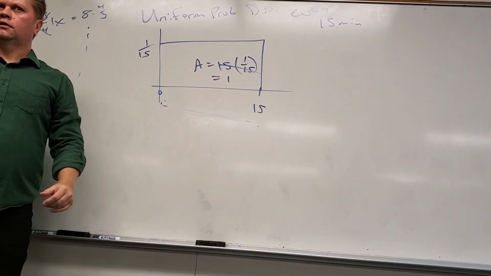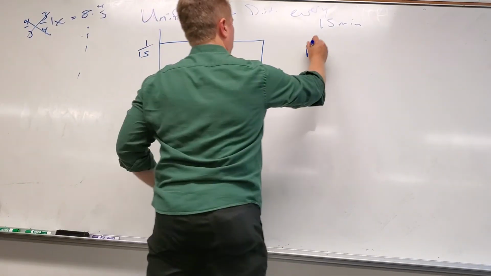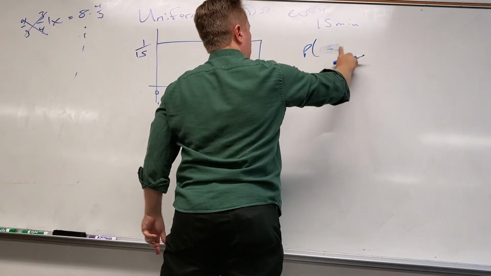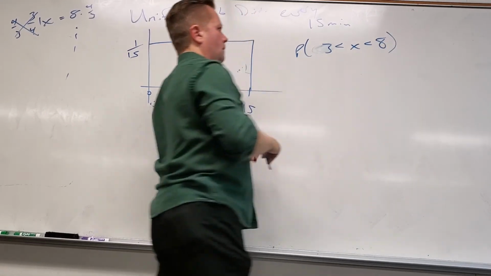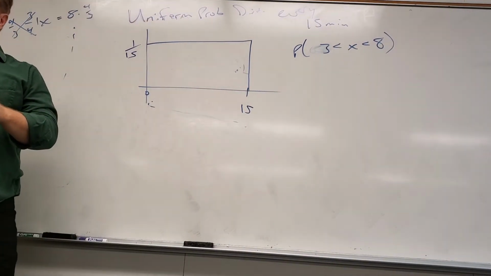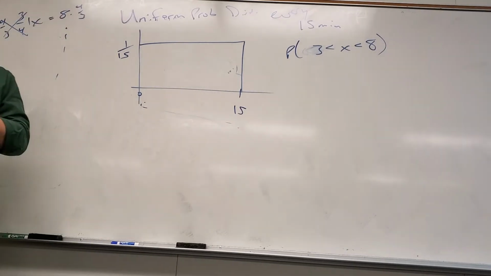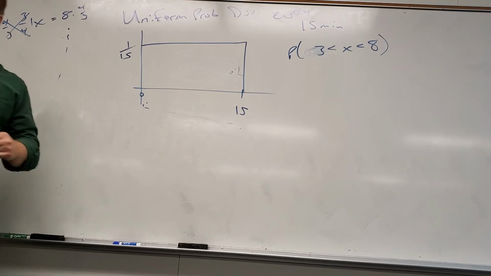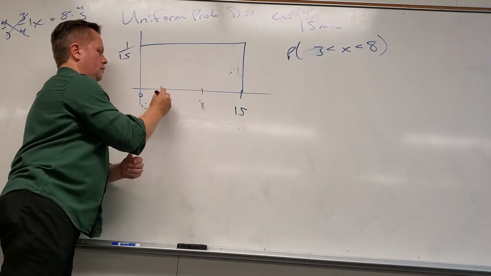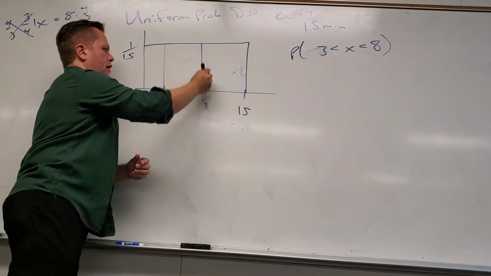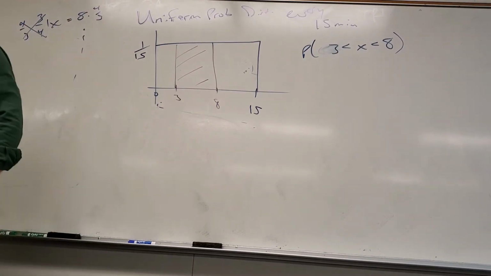Okay. So let me ask you a question here. Let me take this away. What's the probability that I have to wait between 3 minutes and 8 minutes? Can you draw it in here? Yes, you can. So here's 3. Here's 8. The answer to that probability question is going to be the area of that block.